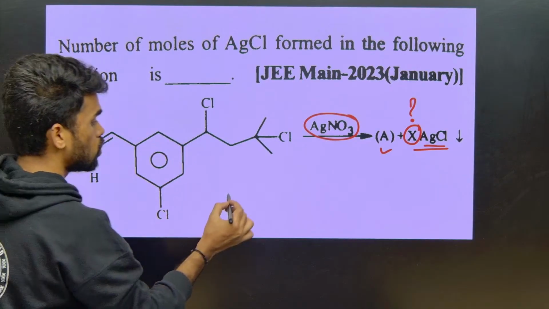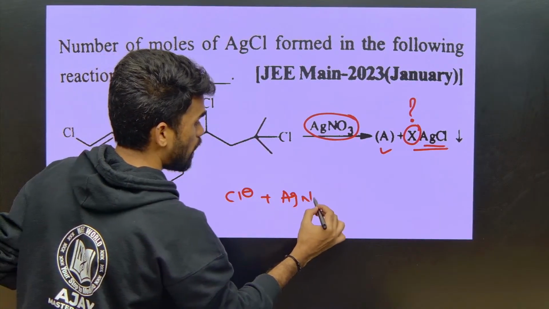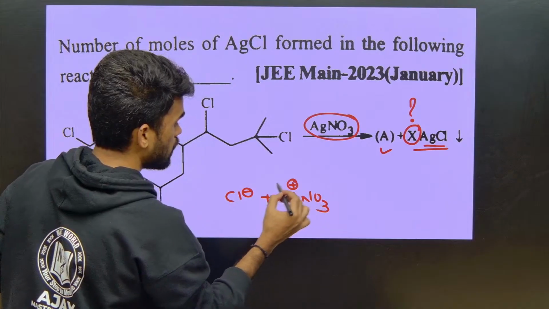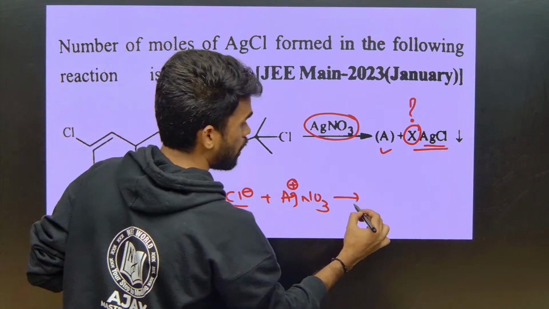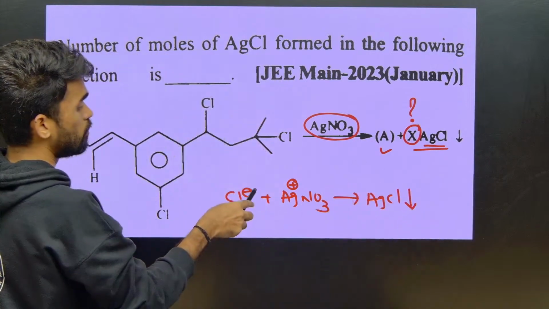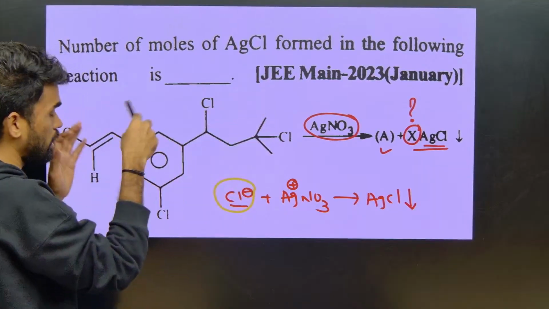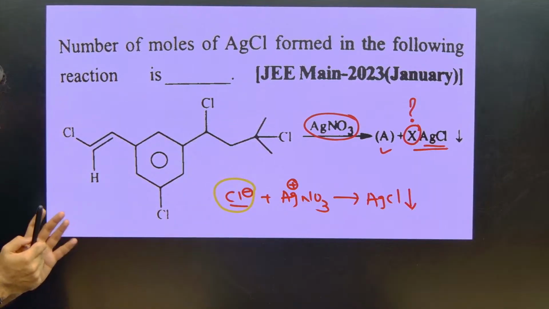Now, when chloride ion is treated with AgNO3, what happens? This Ag plus ion and Cl minus ion form AgCl, which is the precipitate here. So now, where do we have these highly reactive chloride ions in the given compound? This is what you need to identify here.